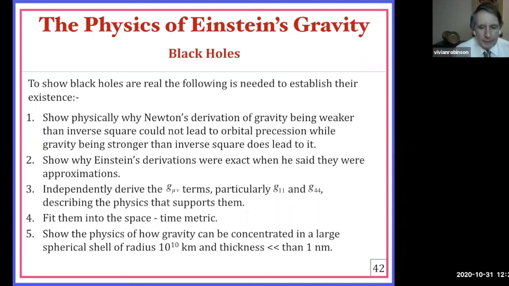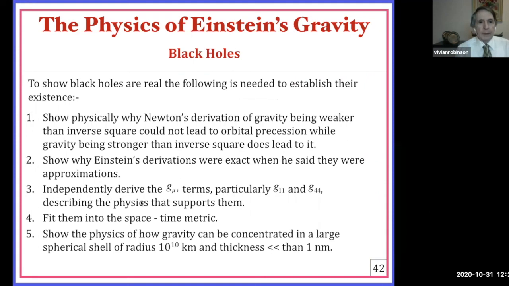Their first equation starts out with some version of Einstein's field equations. Their second equation does not correct for Einstein's approximations. However, if people want to show that black holes exist, they should, first of all, show physically why Newton's derivation of gravity being weaker than the inverse square could not lead to orbital precession, while gravity stronger than the inverse square does lead to it. They should show why Einstein's derivations were exact when he said, and I have shown, they were approximations.